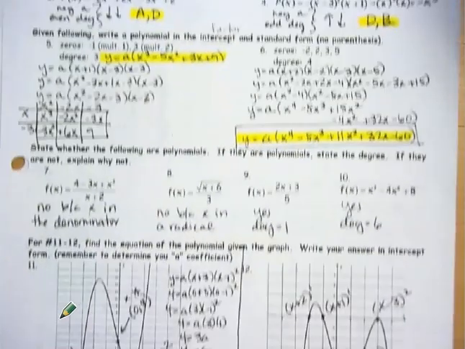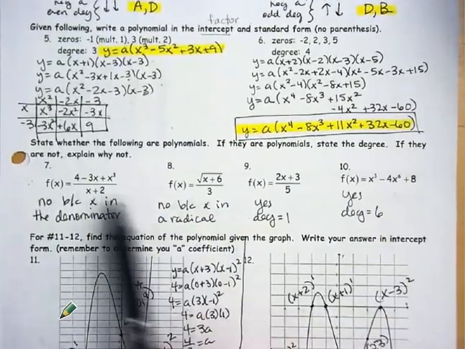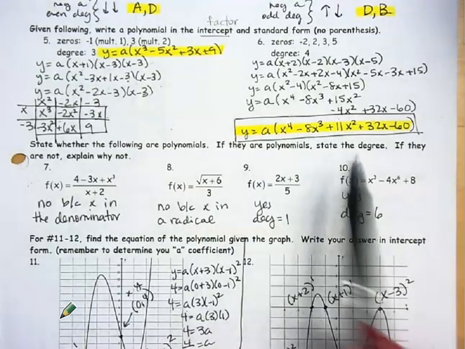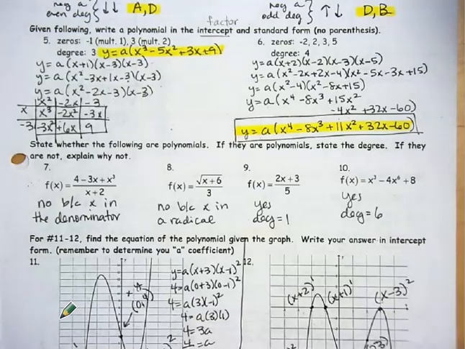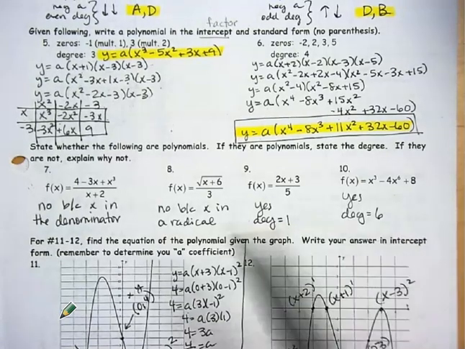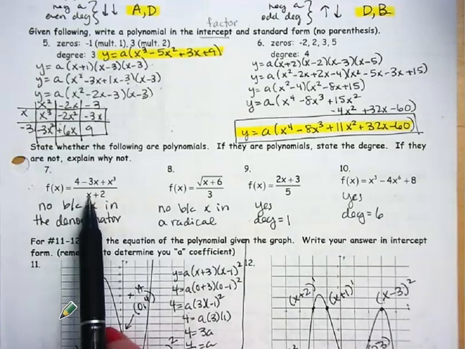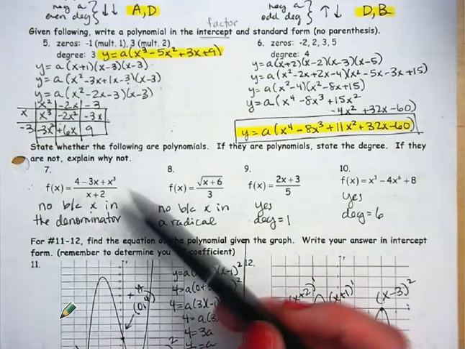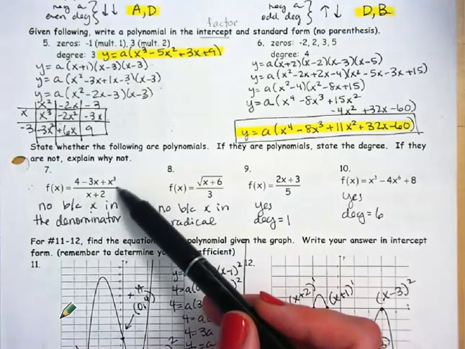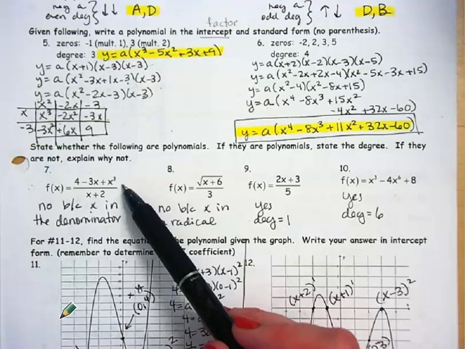For this next section, we're being asked to state whether these functions are polynomials, and if they are, state the degree. If they are not, explain why not. So you're looking for a few things. You want to be sure that there are no x's in any denominators. If there are, you can automatically say, no, that's not a polynomial. So this one, automatically not.